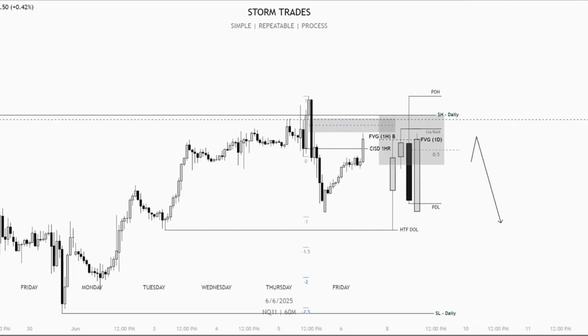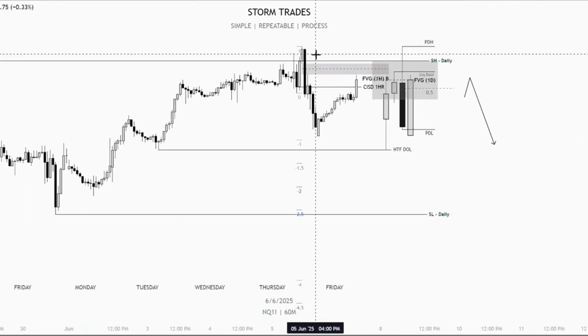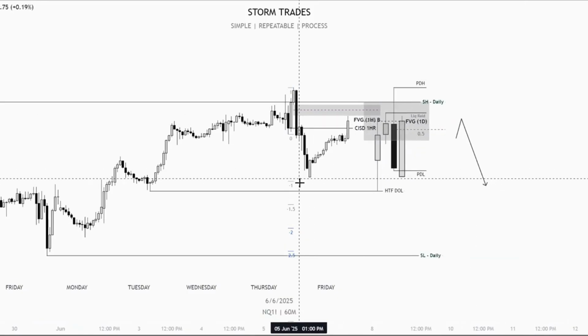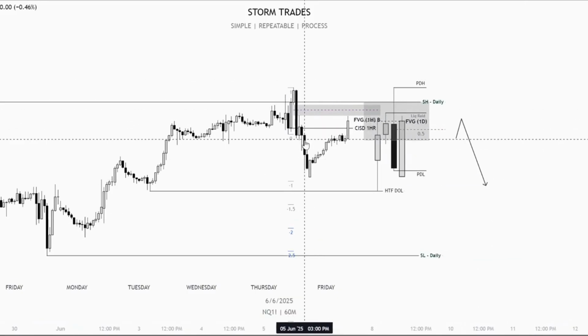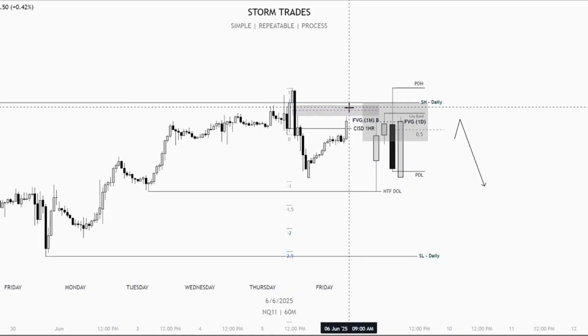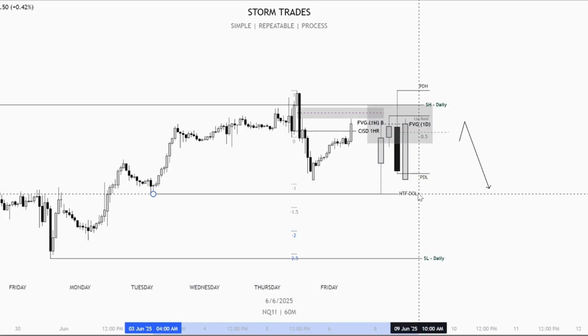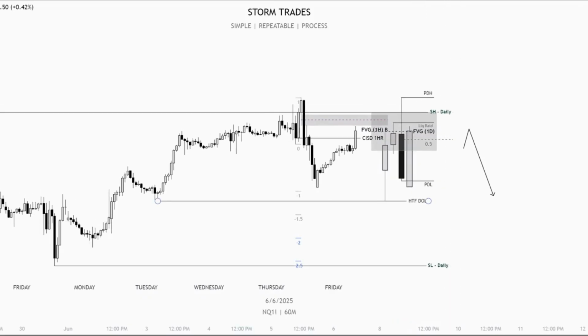The narrative, if you just kind of zoom out here, right, we've got a range. We just breached the range. We came back down into it with displacement. I would now be looking for a little retracement up here, and then a move down lower, at least down to this high time frame drawing liquidity I've marked out.